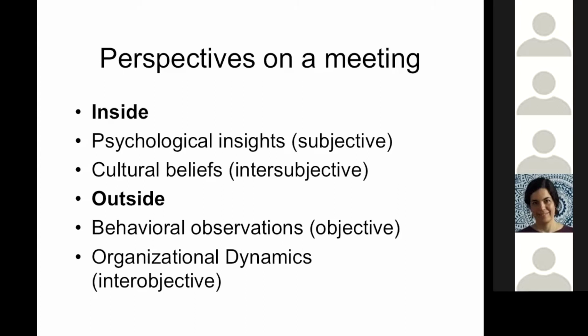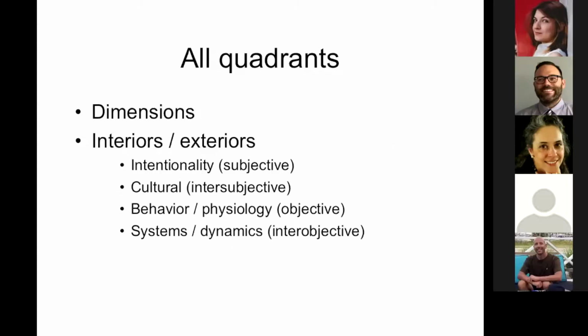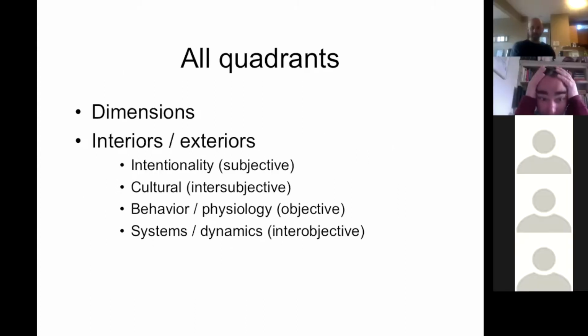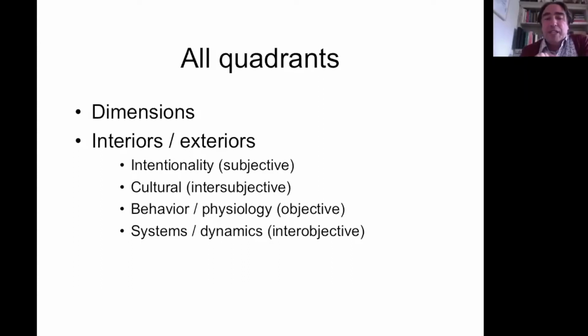So there's an example. There are also dimensions. Dimensions are interiors and exteriors. The interior of my being has subjectivity and intersubjectivity. That's intentional and cultural, is what they're called. And the exterior is behavioral and physiological. That's objective. And then the systems dynamics, and that's interobjective.